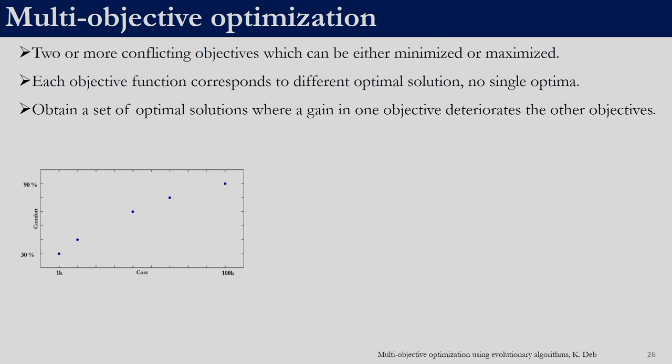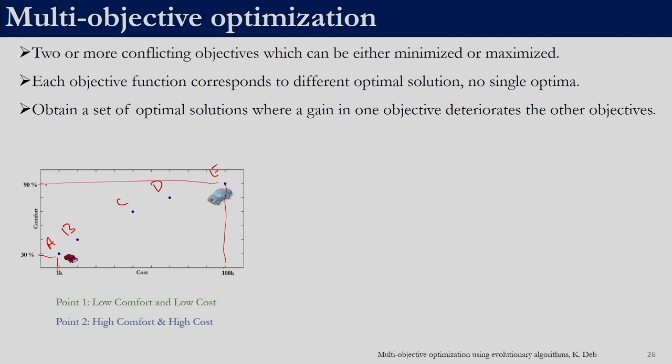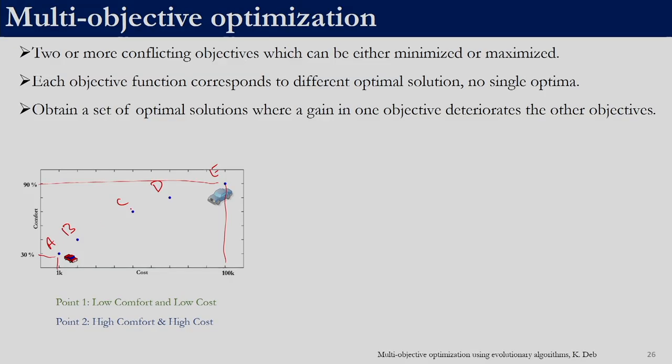So a classical example from Professor Kalyanmoy Deb's book, right? Here someone wants to buy a car, five options, A, B, C, D, E, right? The cost of the cars is different and the comfort that it provides is also different. The cost of car A is somewhere around 1K in some arbitrary monetary units, and the comfort level that it provides is 30%, right? Whereas car E has a cost of 100K and the comfort level it provides is 90%, right? So if someone were to say that their objective is to maximize, let's say, the comfort, then obviously car E is the best choice because the solutions A, B, C, D have a lower value of comfort, right?